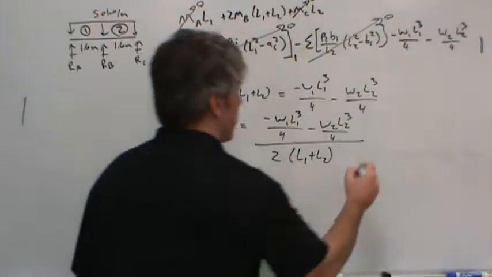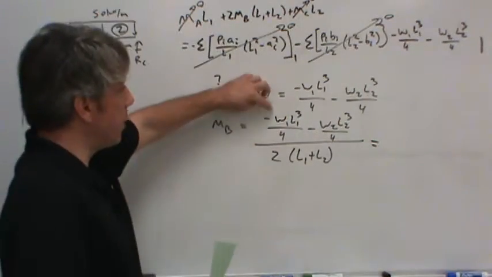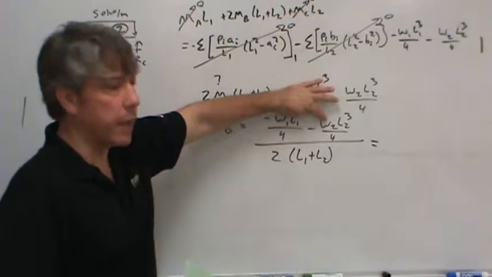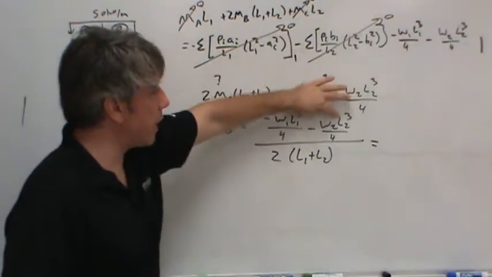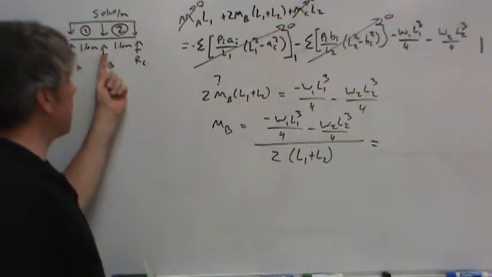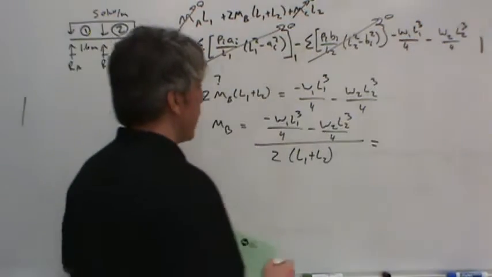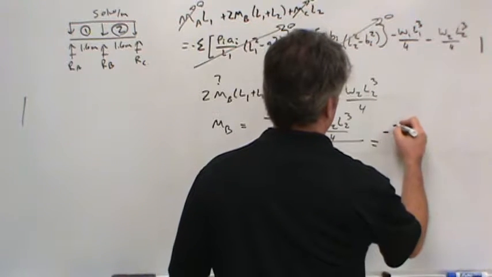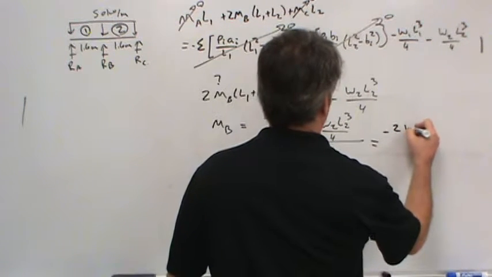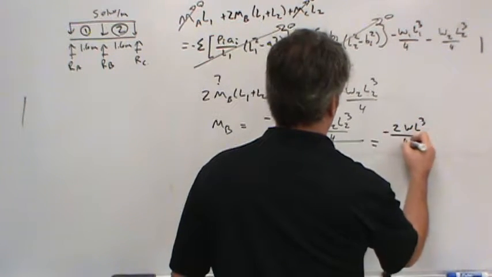Okay. Could we simplify this at all? Well, you notice that W1 and W2 are equal, right? You notice also L1 and L2 are equal. L1 is 1.6 meters, L2 is 1.6 meters. So let me just write this as negative 2 WL cubed over 4.